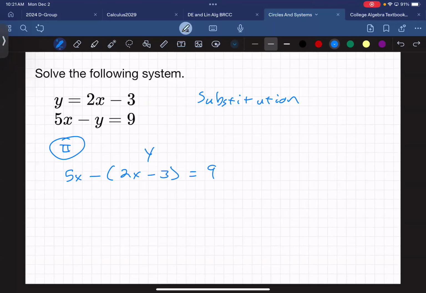The reason we like that, though, is now we only have one variable here. With one variable, we can use our solving skills that we've used in the past. Now, the part you want to be careful of with this problem, of course, is distributing that negative. We can then combine like terms and get x by itself.